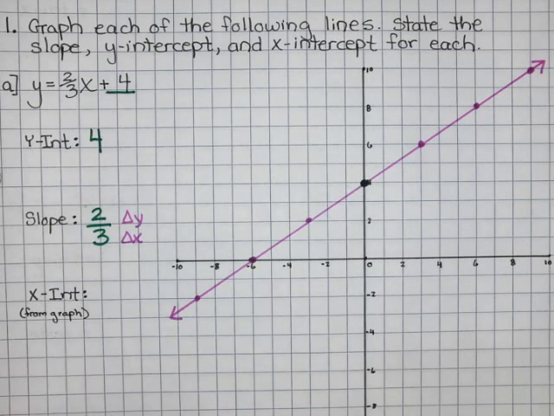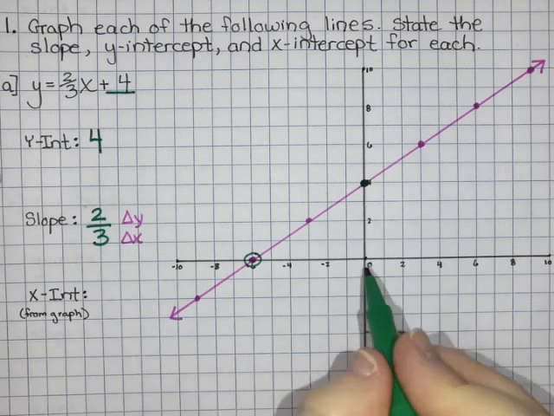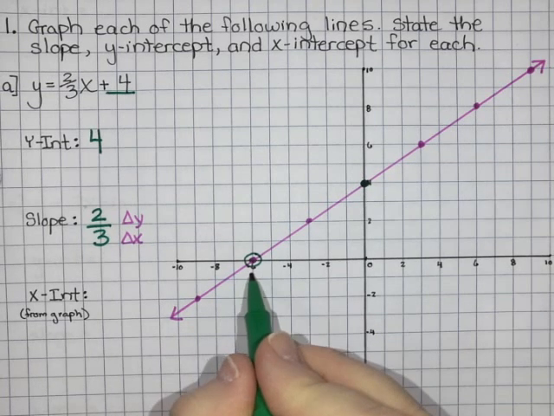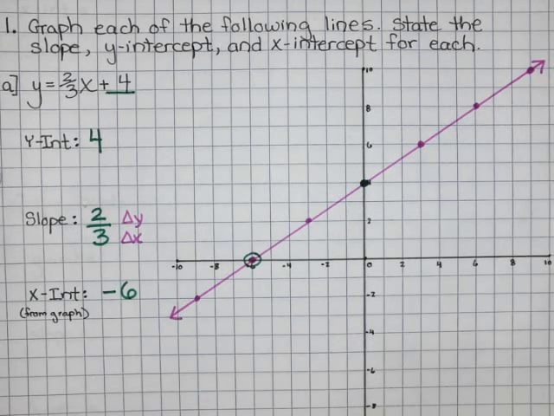Now we do have one last thing to fill in, which is our x-intercept. So x-intercept is like the y-intercept, except instead of where it crosses the y-axis, it's where it crosses the x-axis. So this crosses the x-axis at -6. So my x-intercept is -6. Right. You can join me in the next video for the next example.